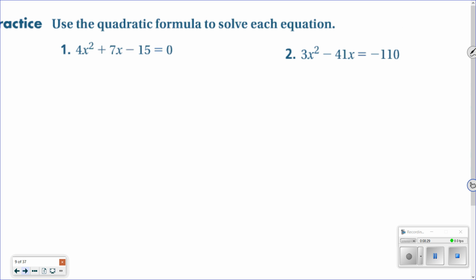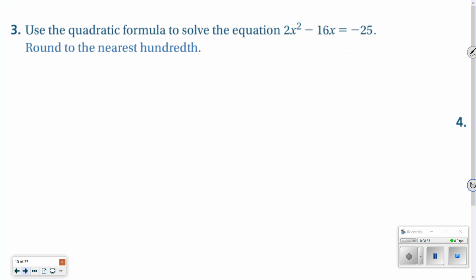Let's try a different one where our solution does not come out evenly. So let's do this one right here. It says use the quadratic formula to solve that equation, round to the nearest hundredth. We're not going to do that. To round to the nearest hundredth means if your square root doesn't come out evenly, it's an irrational number, we have to round it off. We're going to find exact answers. We can always plug it in a calculator afterwards if we want to. So we want to find the exact answer.